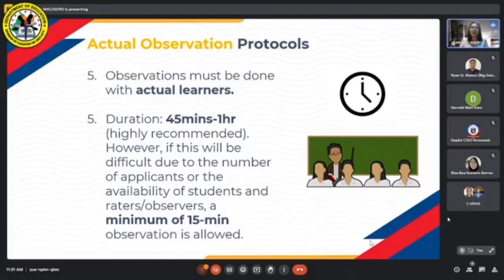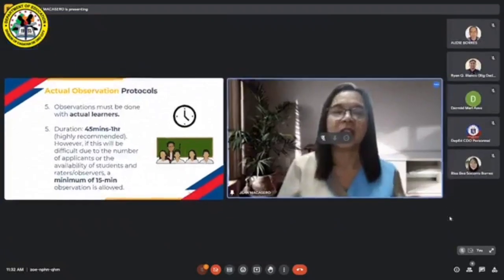So, ganina, nangutana nga, sir, nakadungog ko. Pwede na ba nga maghatag lang mi o pre-recorded? No. Stipulated in DepEd Order number 7, series of 2023, you will be using actual learners. Klaro kayo, no? So, duration, ako nang ibalik sa explanation. Duration, 45 minutes to 1 hour is highly recommended.